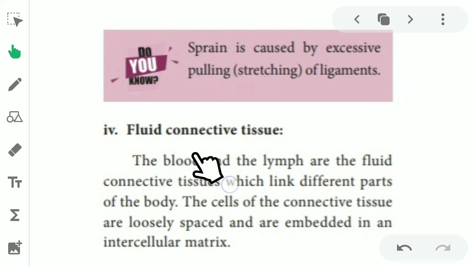Fourth one, fluid connective tissue. Fluid means liquid. Liquid connective tissue is blood and lymph. Connective tissue links different parts of the body. The cells of the connective tissue are loosely packed. The cells are embedded in an intercellular matrix.